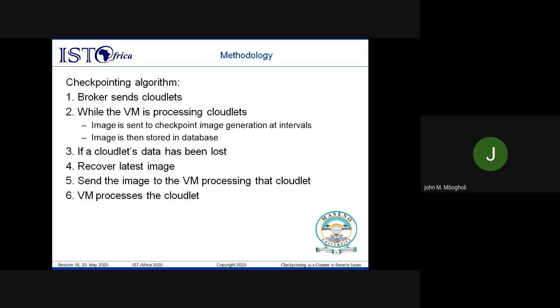The details of how checkpointing works can be found in the paper. So I would encourage the audience to read the paper for greater details, but basically checkpoints just work like restore points in an operating system.